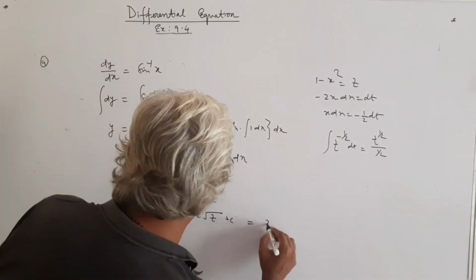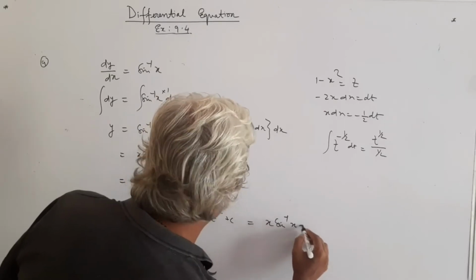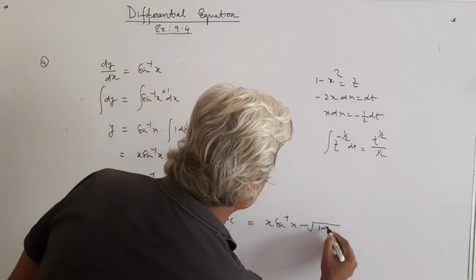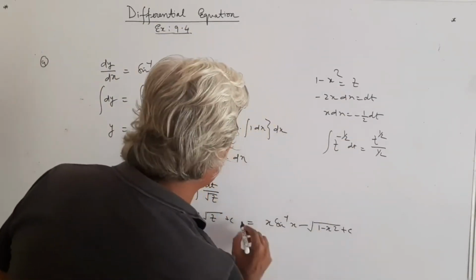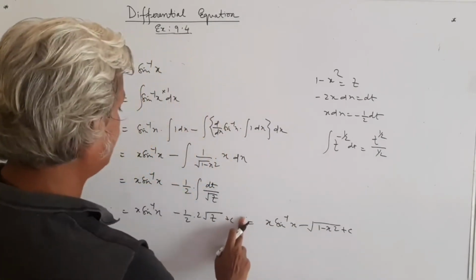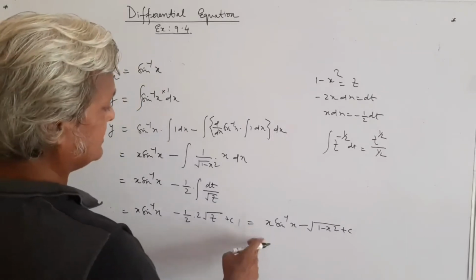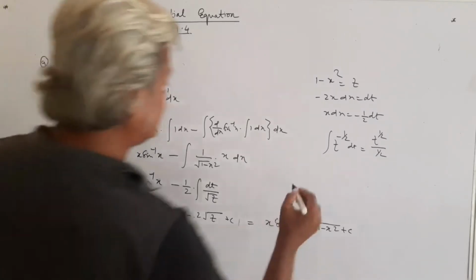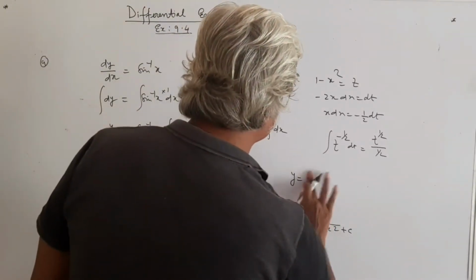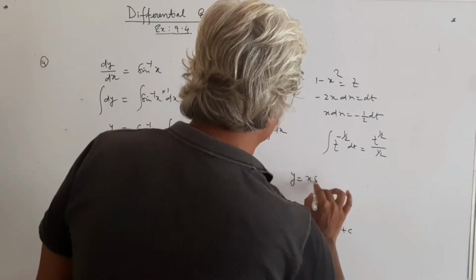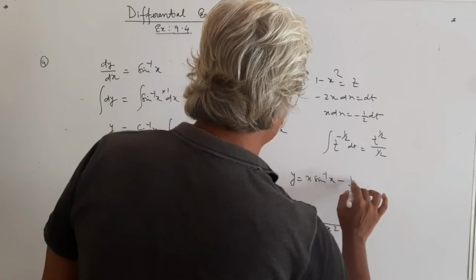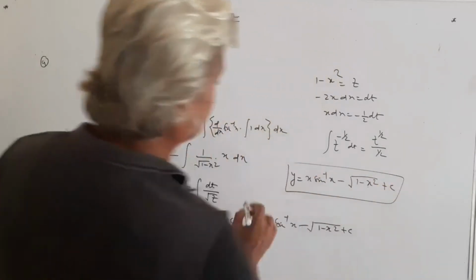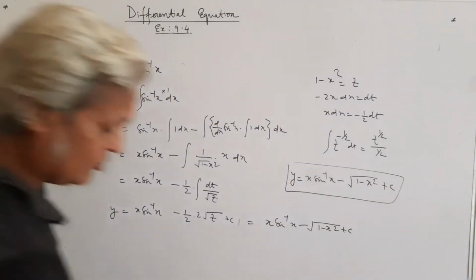Now the final expression is x sine inverse x minus, 2 and 2 cancel each other, and then it is minus root of 1 minus x square plus c. This is my final answer. On this side we have y. So our final answer becomes y equals x sine inverse x minus under root 1 minus x square plus c. This question is also done, and then I go to the next question.